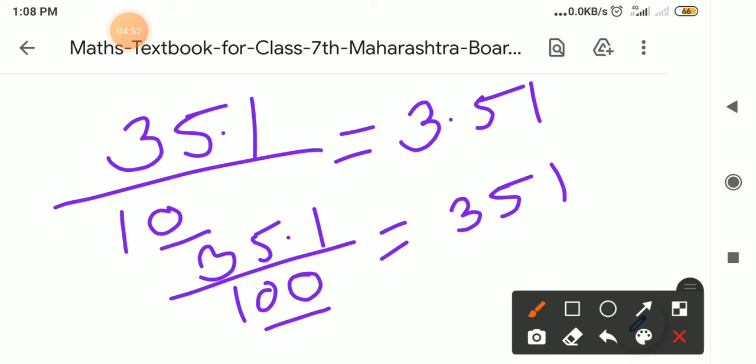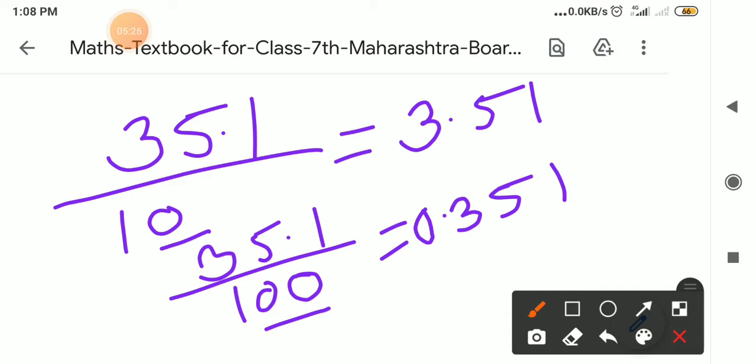Already this point is after one digit, so the point is actually at this place. In the answer, this point will shift 2 digits towards the left. So actually it was here, but it will move to this place. Why? Because there are 2 zeros. So this point will come here, and there is no number in front of it, that's why I give the 0. Okay, so this is the method of solving.